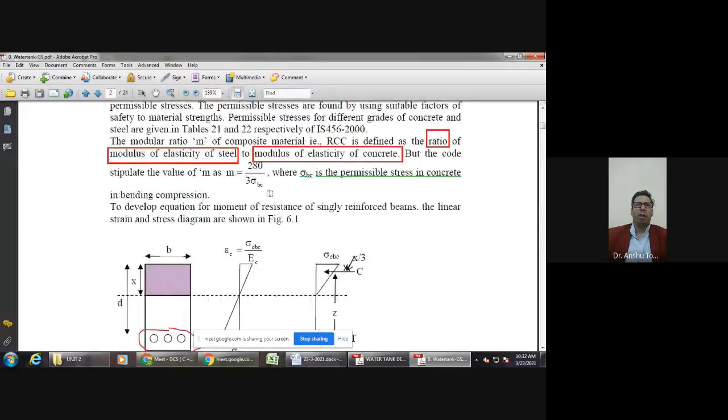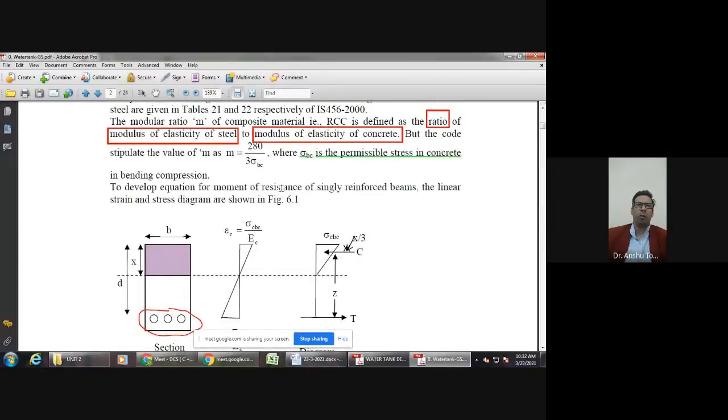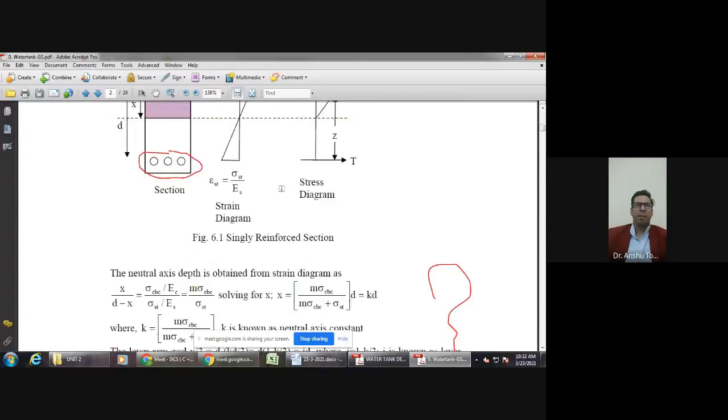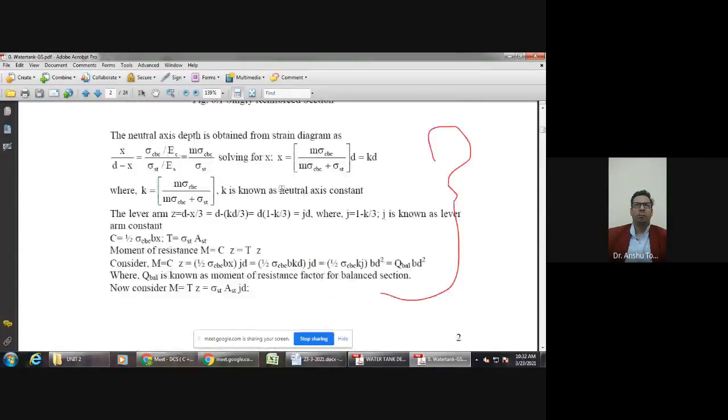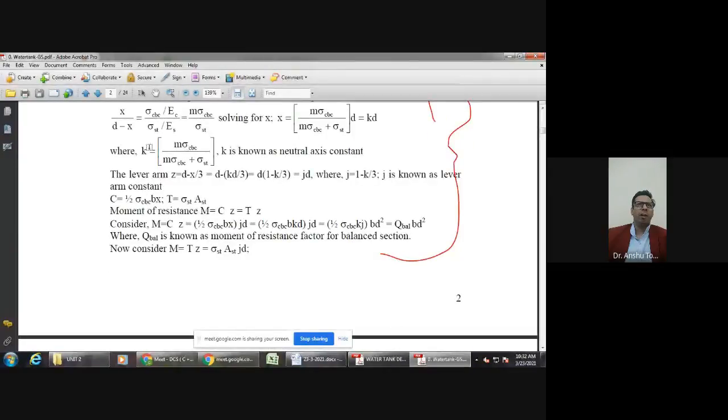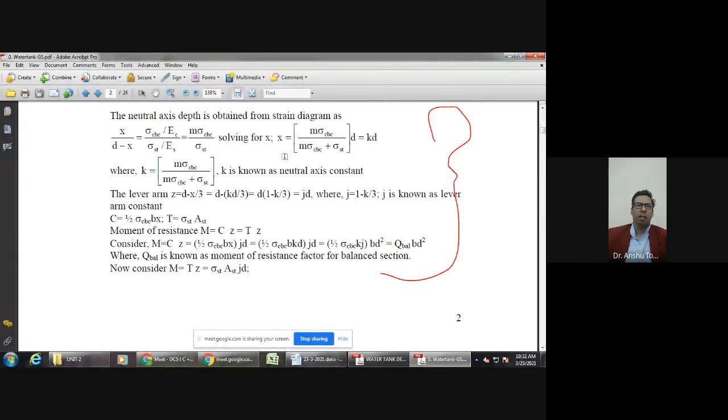We have already discussed that this is the formula for the modular ratio, 280 upon 3 sigma CBC. This is how we find out the coefficients. These formulas are known to you from the design of beams. You have already done these. J, K, Z, you have found out.